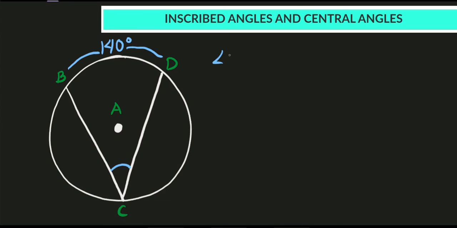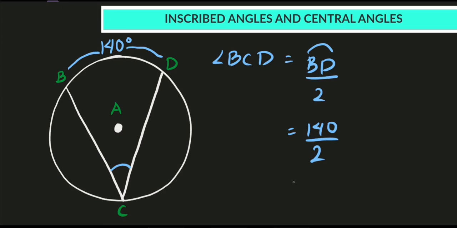Again, angle BCD is equal to half of its intercepted arc. Since the value of its intercepted arc is 140, let's divide this by 2. Automatically, the answer is 70 degrees. According to our previous example, we have the same value, so this one is equal to 70 degrees. That is the simple concept of the inscribed angle.